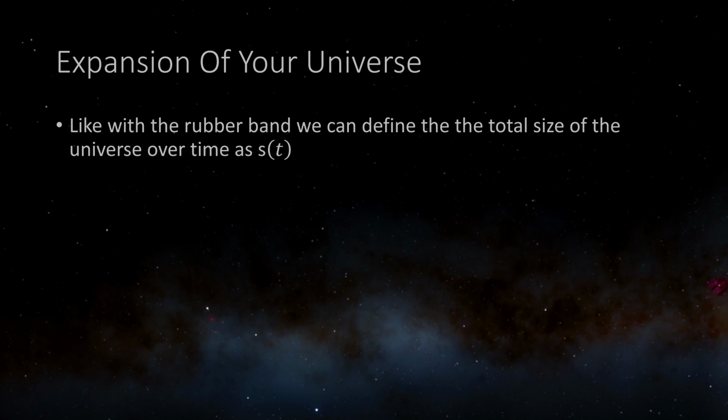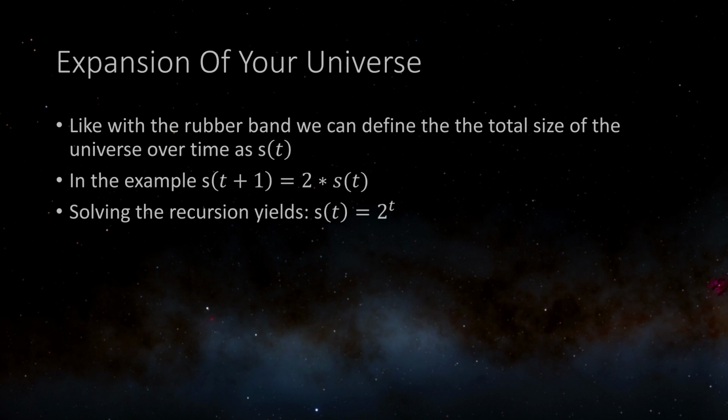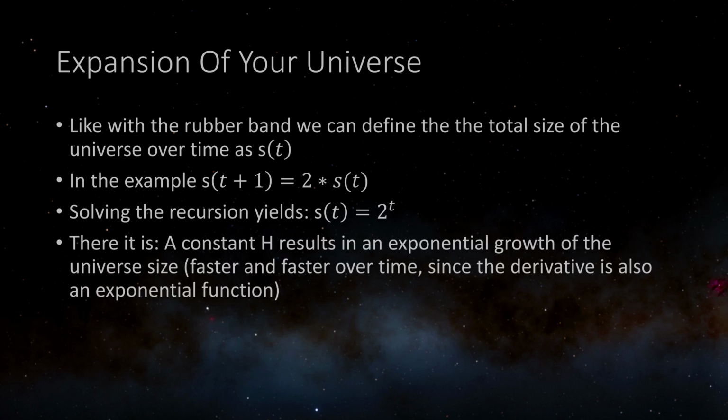And like with the rubber band, we define the total size of the universe over time as s(t). So s(t) is basically the size function. In our example, s(t+1) was equal to 2 times s(t). And this is a recursion formula, and if you solve it, you get an exponential function. s(t) equals 2 to the power of t. And there we have it. A constant h results in an exponential growth of the universe size.